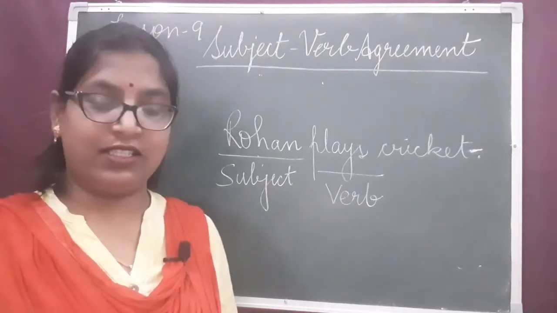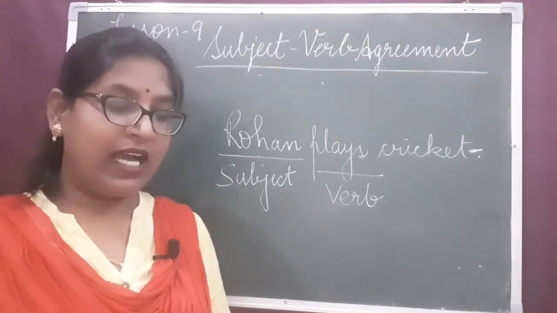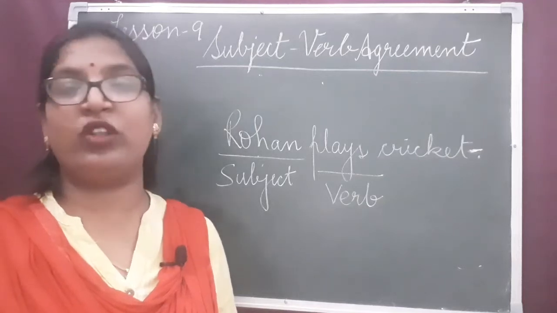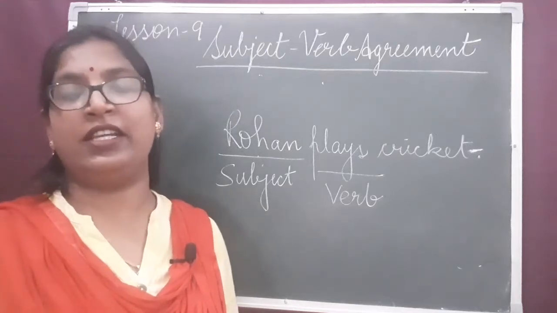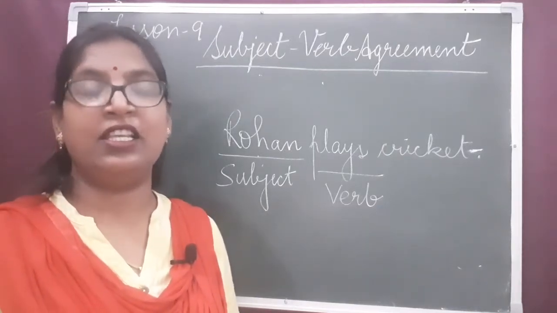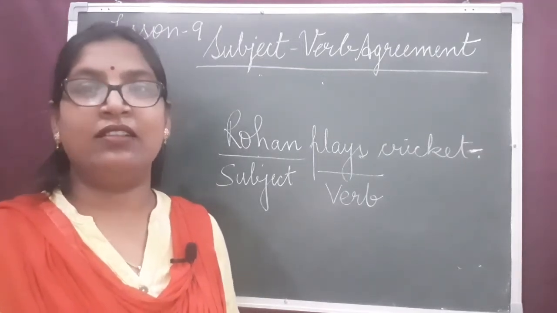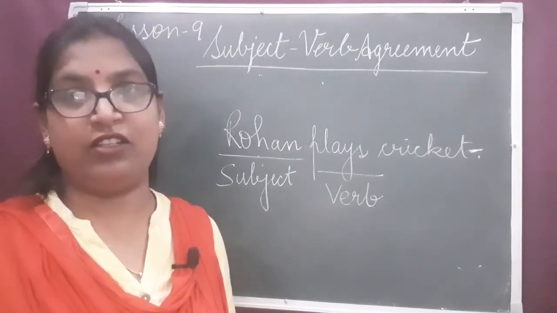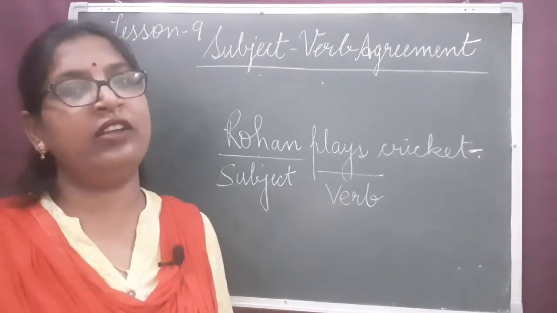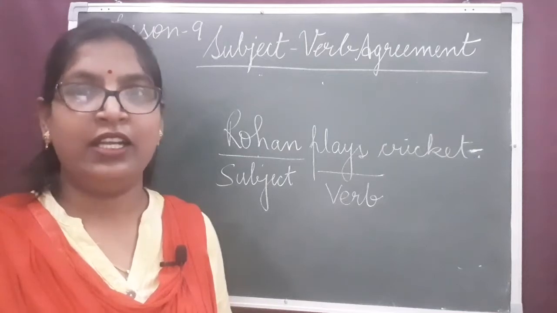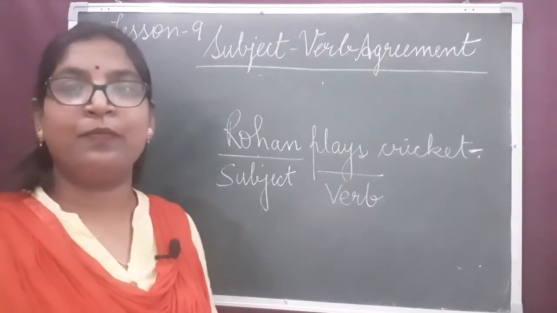Agreement in grammar is the art of making sure that sentence parts connect with one another in the right way. The different parts, different elements in the sentence, should be connected with each other in the right way. That is called agreement. When different elements or parts in a sentence are connected with each other in the right way, that means there is proper agreement. Now here we are going to study subject-verb agreement.